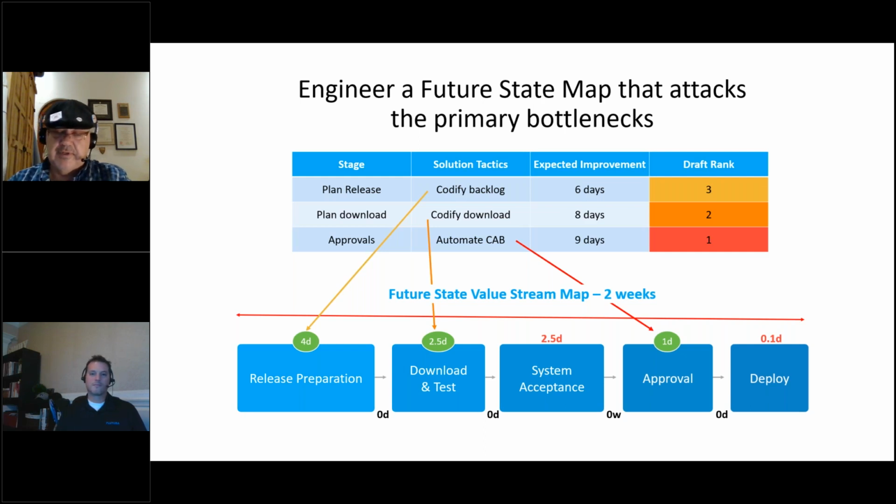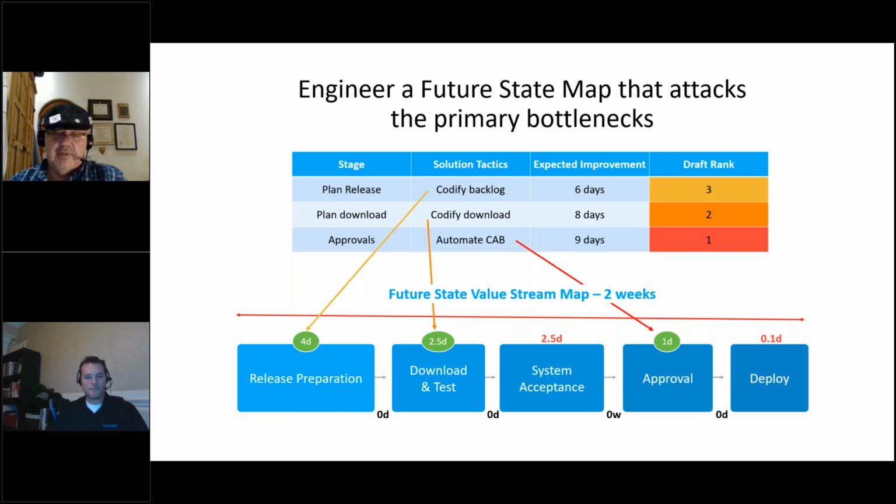Again, this requires expertise. It's not going to happen without someone that's done it before and has real knowledge. It can be a consultant, or it could be an internal person that has that expertise. In this case, something that was 9 days, we figured out how to get down to 1 day by mostly automating the CAB process using value stream management.